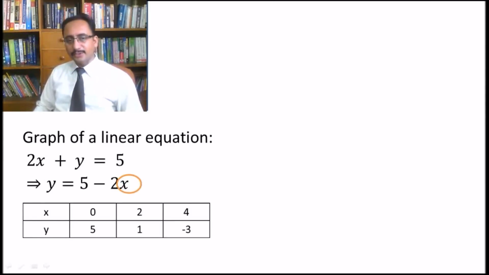If I substitute x = 0 in this equation, I get y = 5. If I substitute x = 2, then y is equal to 1. And if x = 4, then y is equal to -3. So these are three different pairs of values of x and y which satisfy the given linear equation.